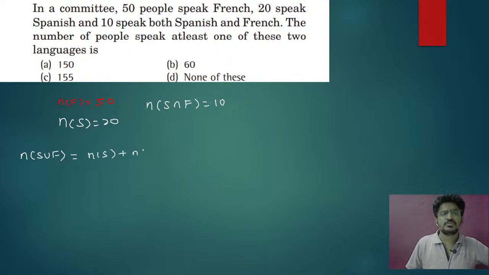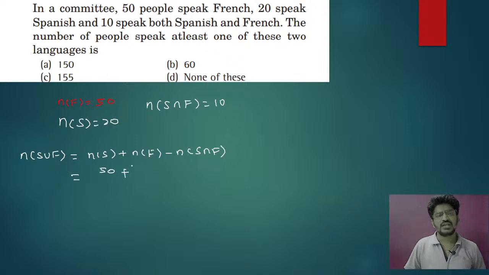N of S plus N of F minus N of S intersection F. That is N of S is 50. Sorry, N of S is 20. N of F is 50, N of S intersection F is 10. So 70 minus 10 is 60. Very good. Most of you are giving the right answers.